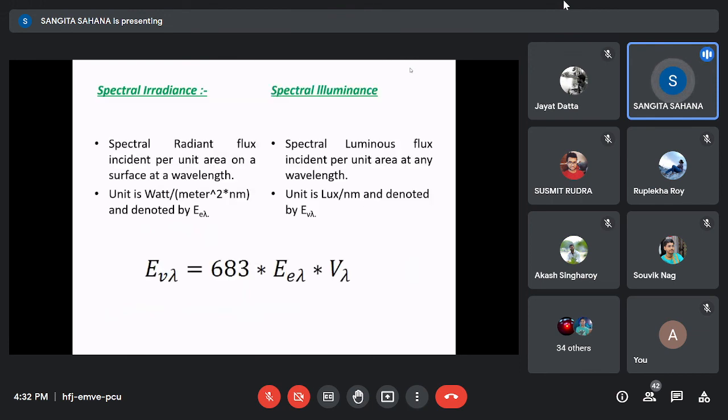So what is the radiant parameter as compared to illuminance? We call it irradiance. It is the total amount of radiation falling over your work surface. UV plus light plus IR, that is irradiance. And the unit is watt per meter square. For light, it is lumen per meter square or lux. Spectral illuminance, lux per nanometer. Spectral irradiance, watt per meter square per nanometer.